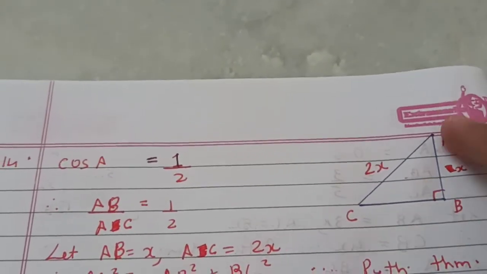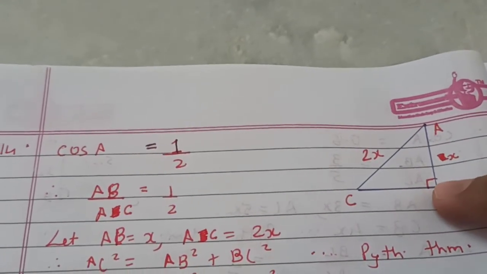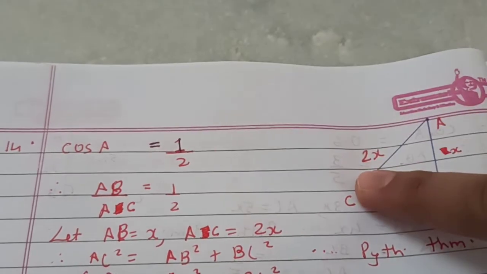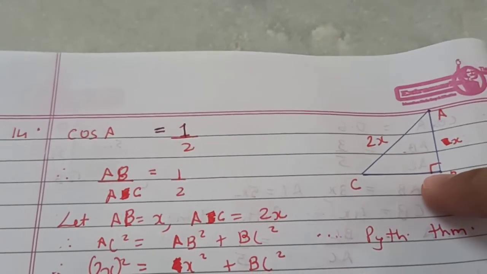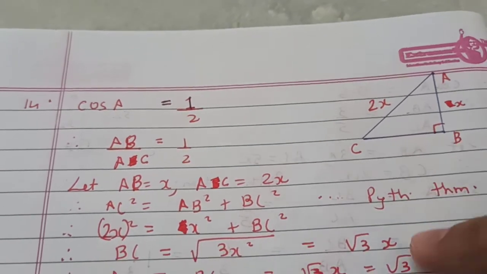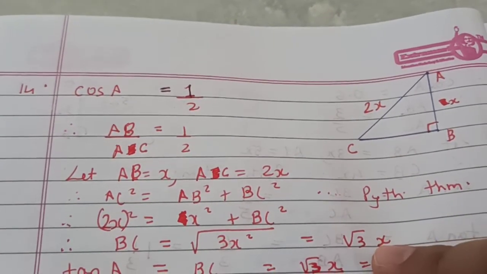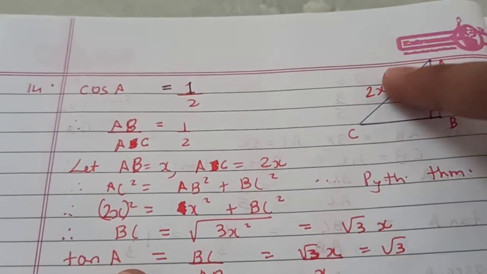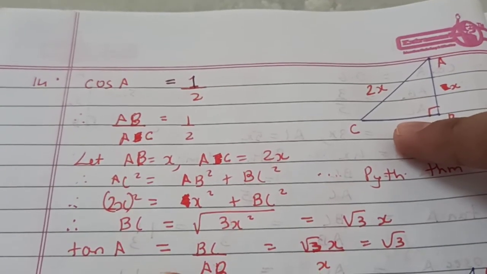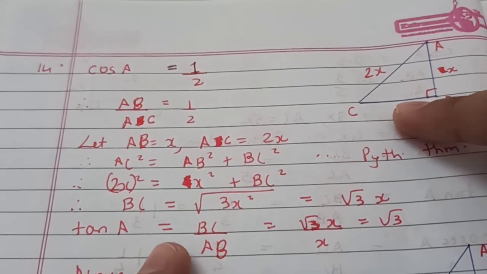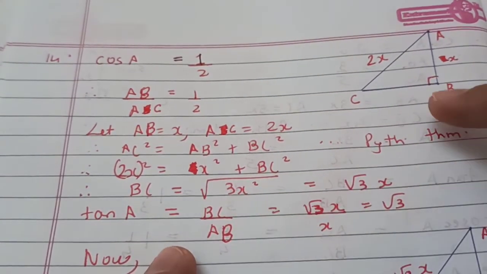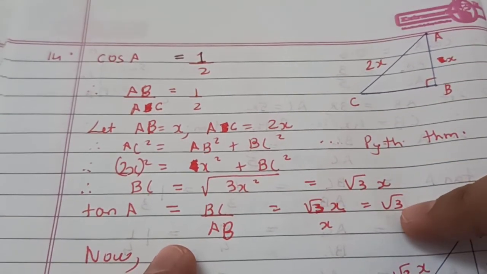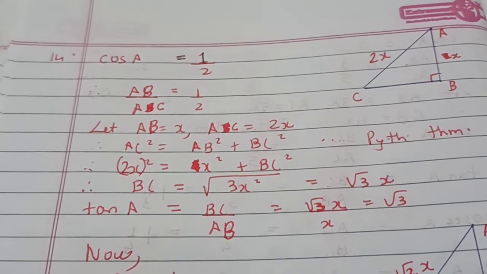So let's assume the triangle ABC, B is 90 degrees. Cos is adjacent upon hypotenuse. So this is 1x and this is 2x. Using Pythagoras theorem, find BC, which will be root 3x. Yeah, show the steps. It's not a Pythagorean triplet. Now that we know the three sides, I can find tan A, because in the question they've asked for tan A. Tan is opposite upon adjacent. Opposite is root 3x and adjacent is x. X cut, so the answer is root 3. Fine, so we got tan A.